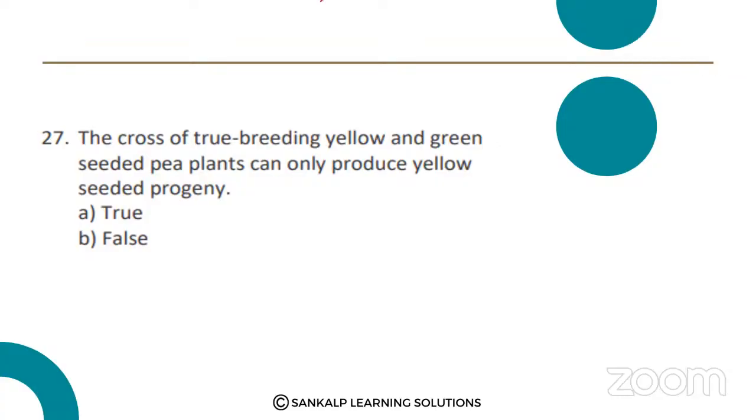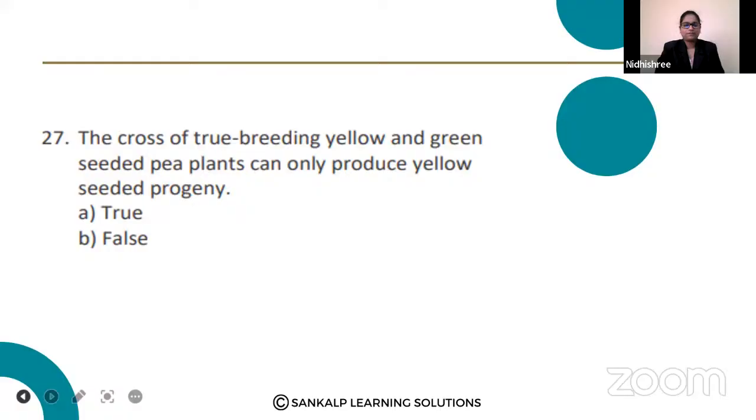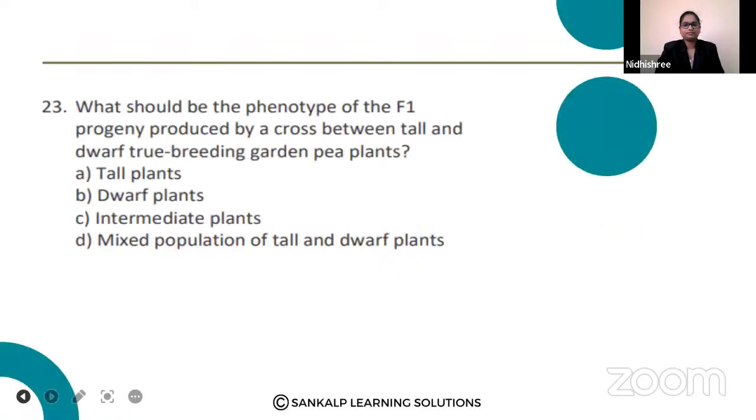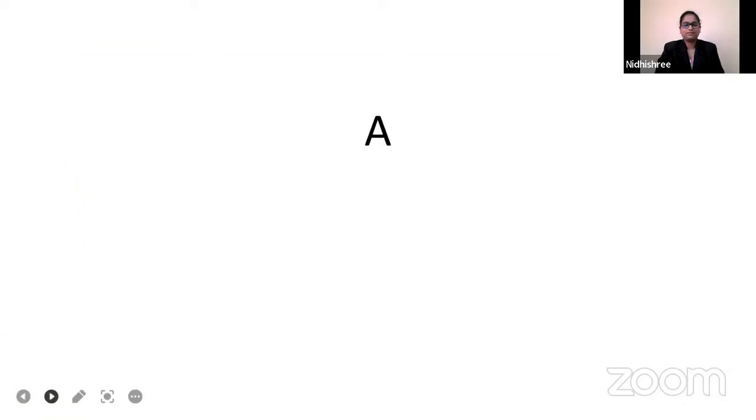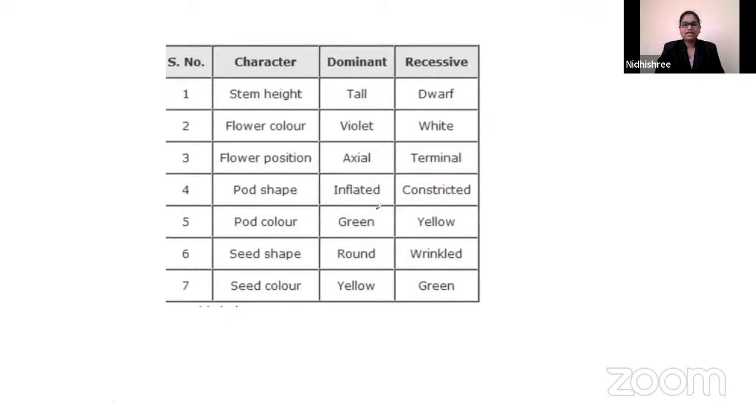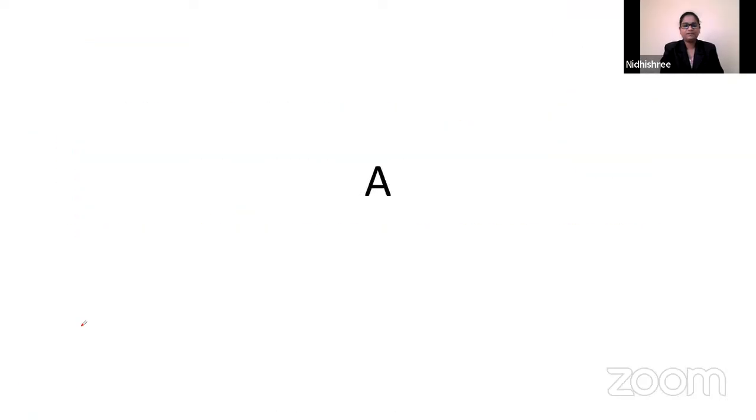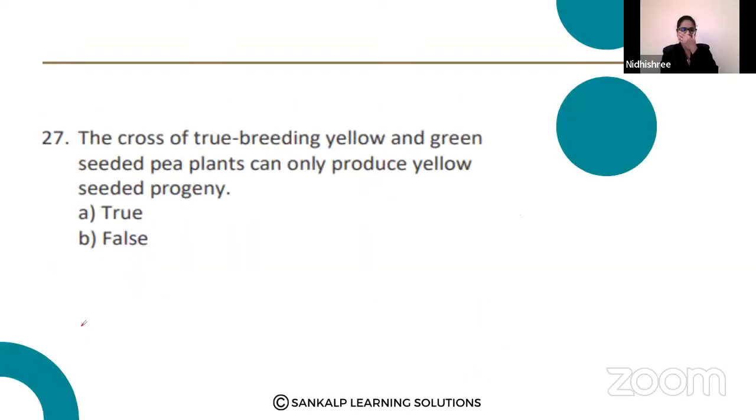Option B false, ma'am. Then what is the right statement? Okay, most of you are answering option B. Then what is the right statement? If that is the false statement, then what is the right statement? See, here in seed color, green is dominant and yellow is recessive. Right? So when we consider that in question 27, green is dominant, yellow is recessive.